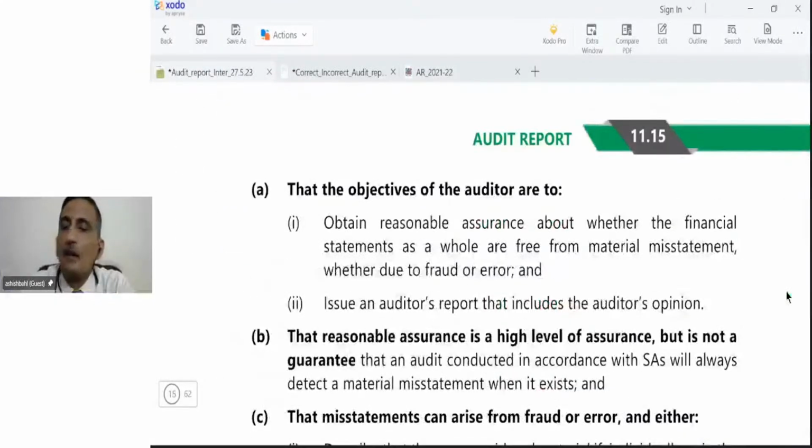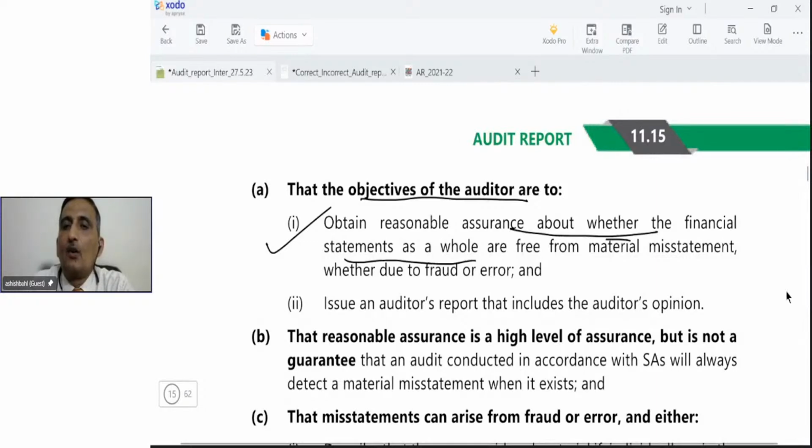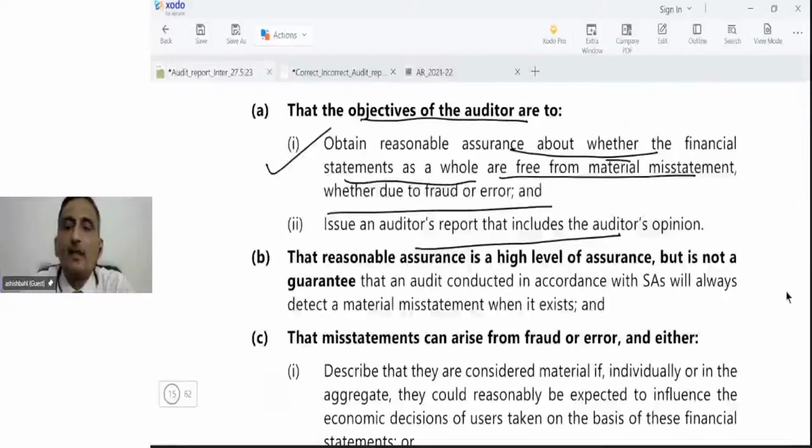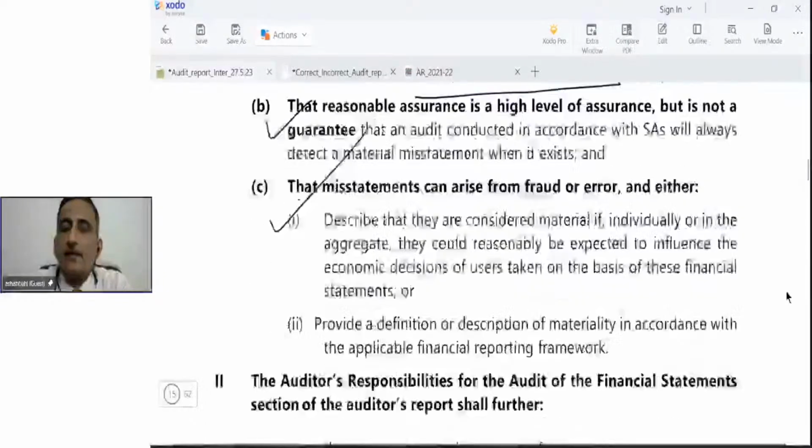So again, the same things which I have told you, that the objectives of auditor are to obtain reasonable assurance about whether the financial statements as a whole are free from material misstatement, whether due to fraud or error. Issue an auditor report that includes auditor opinion, ये भी auditor का objective है, basic objective. And these 2 points I have already discussed.